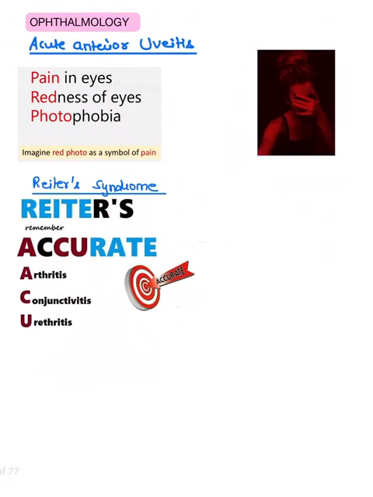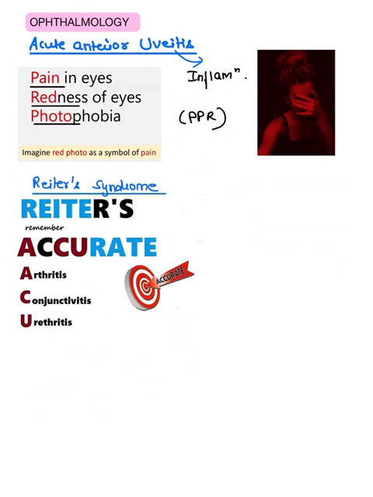Now coming on to the other important one, that is acute anterior uveitis. So acute anterior uveitis, as the name suggests, there is inflammation. So inflammation means redness will be there. So just remember the red photo, like, so it is pain, redness and photophobia. You can remember it as PPR.